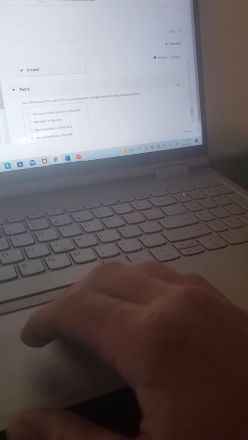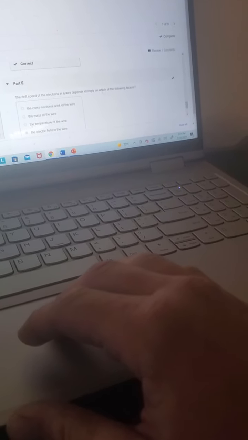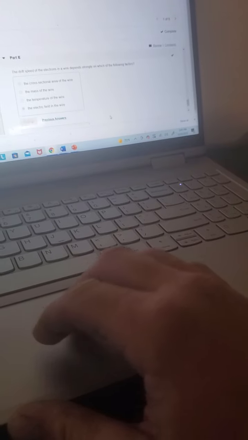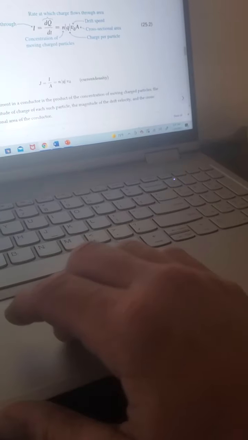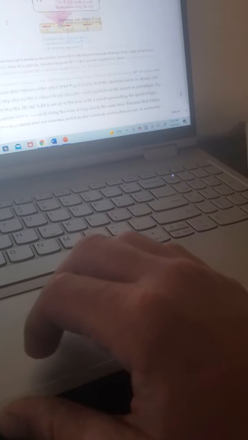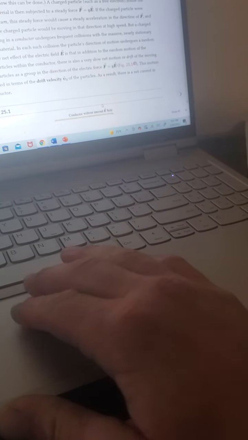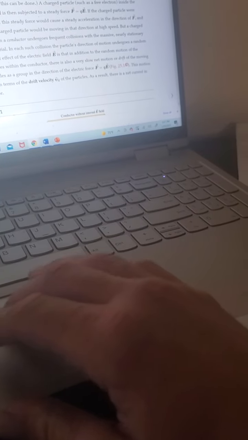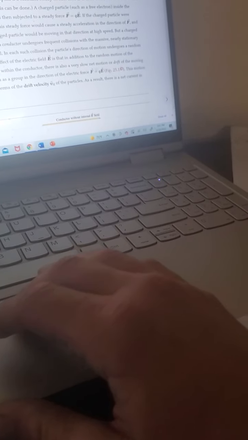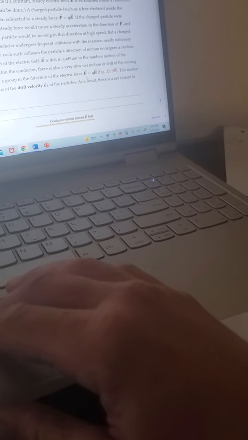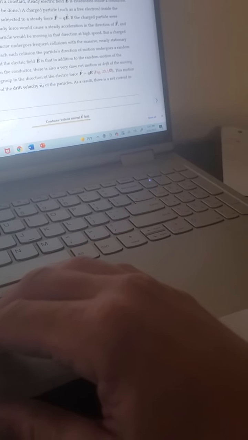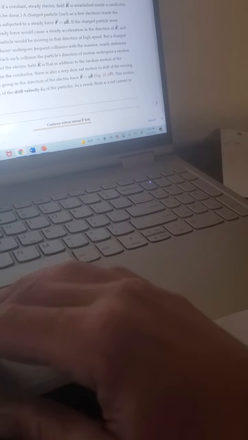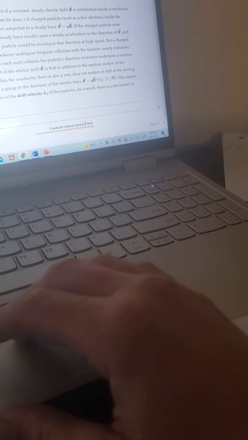And then, the drift speed of the electrons in a wire depends strongly on which of the following factors? Again, definitionally, here we have drift speed. The net effect of the electric field E is that, in addition to the random motion of the charged particles within the conductor, there is also a very slow net motion, or drift, of the moving charged particles as a group in the direction of the electric force, F equals qE, which is your charge times the electric field. This motion is described in terms of the drift velocity of the particles.